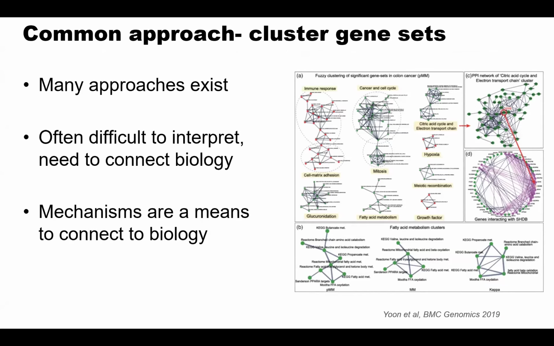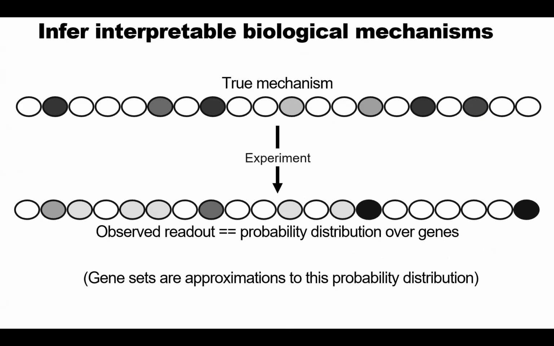So we had an idea to, again, use our human genetics backbone to try and bolster the meaning of these gene sets. Ideally, mechanisms are a means to connect biology, right? What's the mechanism? What's going on? So here's a little schematic about interpretable biological mechanisms. There's a true mechanism, and there's a set of genes involved. But if you do an experiment, you get an observed readout, and that is essentially a probability distribution over genes. And so gene sets are essentially an approximation of that distribution. They're like a mimic of a true mechanism, right? If you believe that, because there's something that you perturbed, and that's a readout, and it's expressing what's happening behind the scenes, if you will, in the cell.